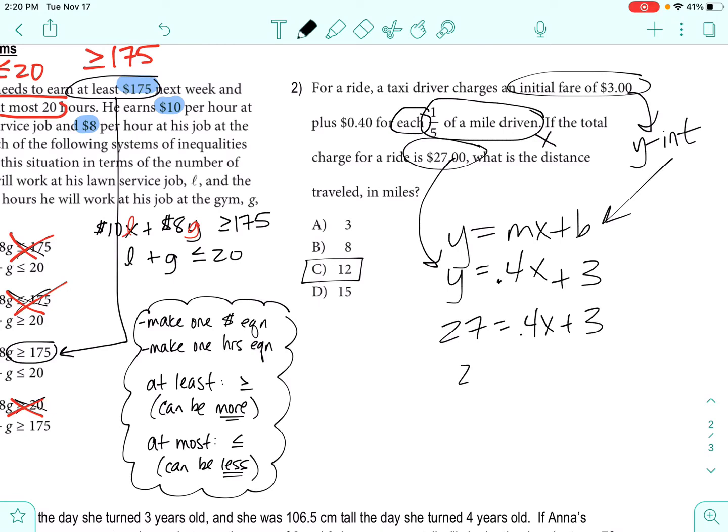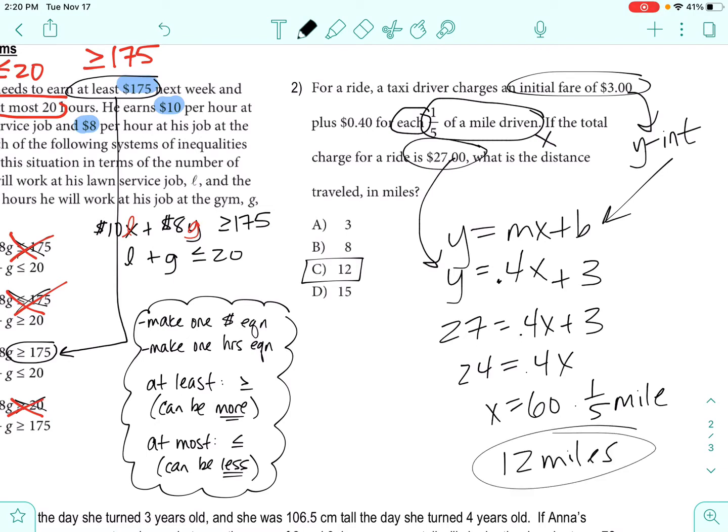I'm going to subtract the 3, and I've got x equals 60, but this is 60 fifths of a mile increments. So remember, every fifth of a mile that goes by, he's going to charge me another 40 cents. So in this case, I have 60 fifth mile increments. That's what I let my x value stand for. So in this case, I need to take 60 and divide it by 5 or multiply it by 1/5. That means that I went 12 miles total.